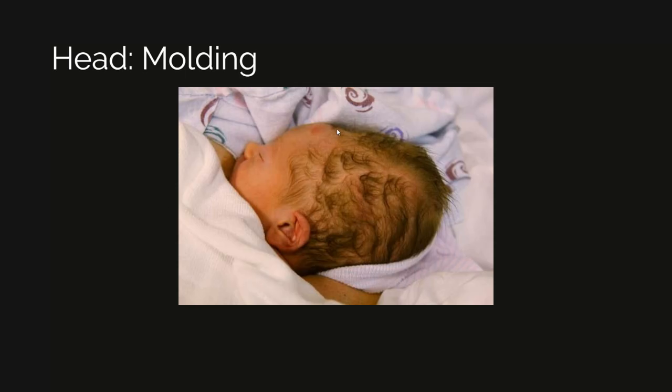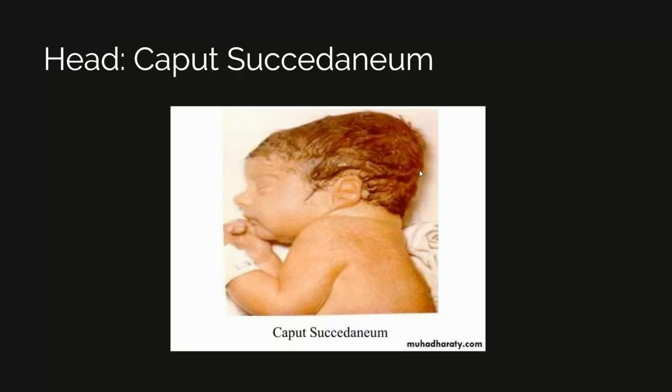Now, for the weird stuff that is totally normal, molding. They don't all look like little cone heads, but a lot of babies do. They're not doomed to wearing hats forever, but that molding is normal. It just means they were in the birth canal for a while and their heads conform to that shape so they could fit better. Here is caput.